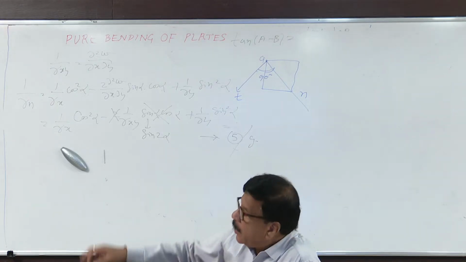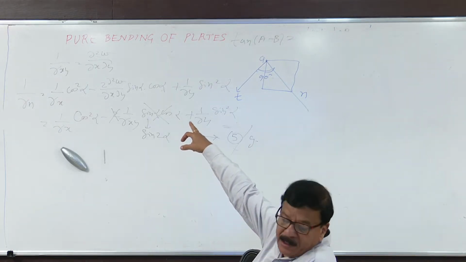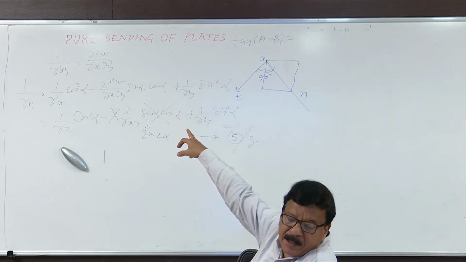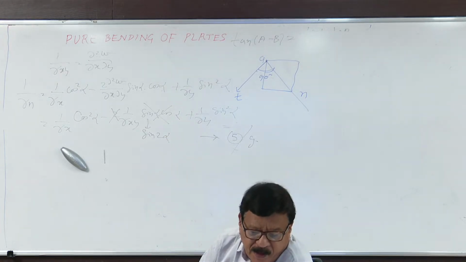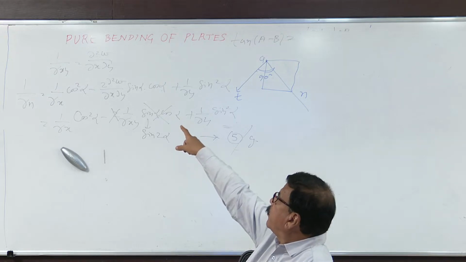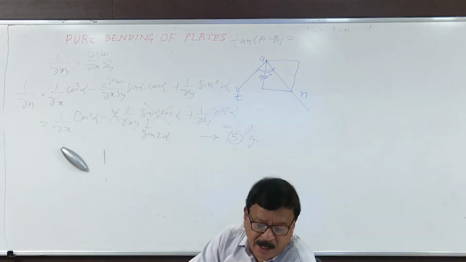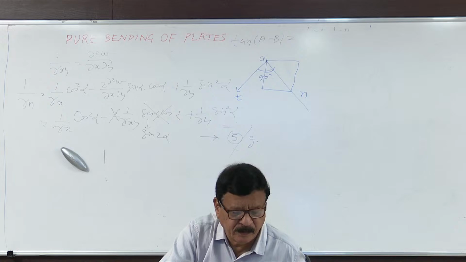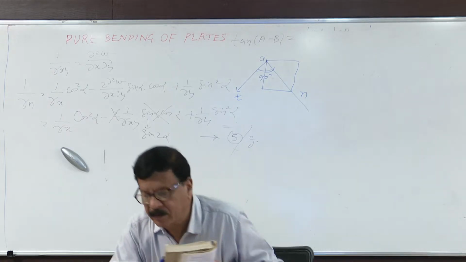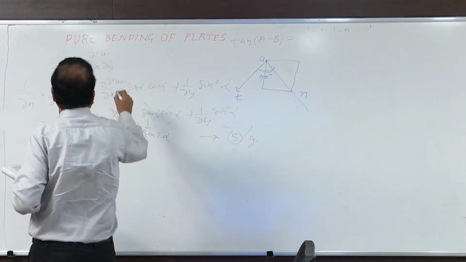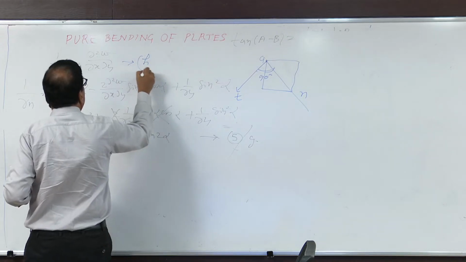Now 1/Rxy जो मैंने लिखा है, दैट इज एच. 1 upon Rxy is equal to ∂²w/∂x∂y, that is h. This is h.